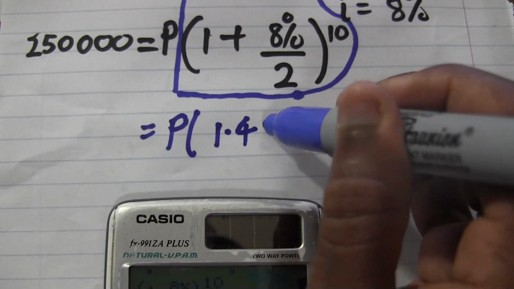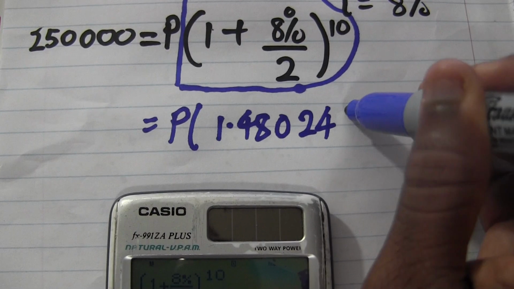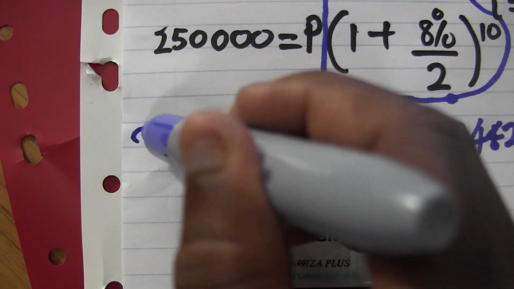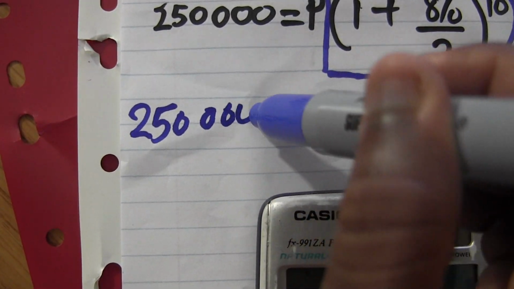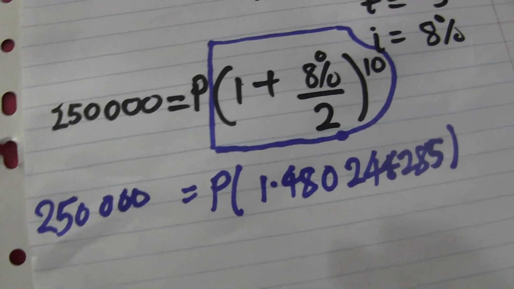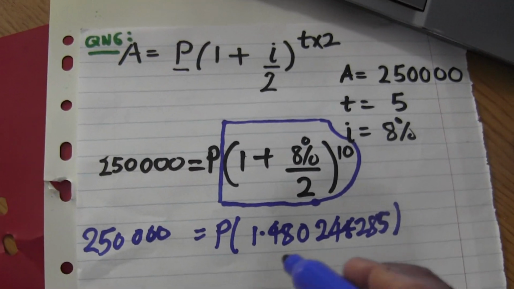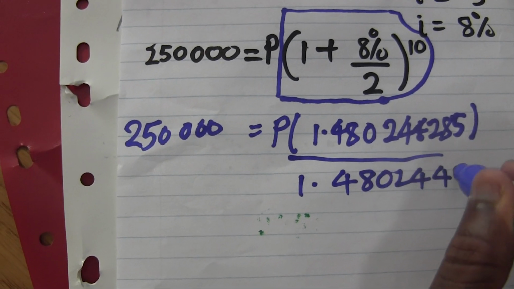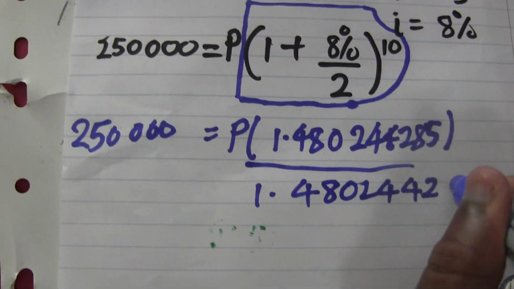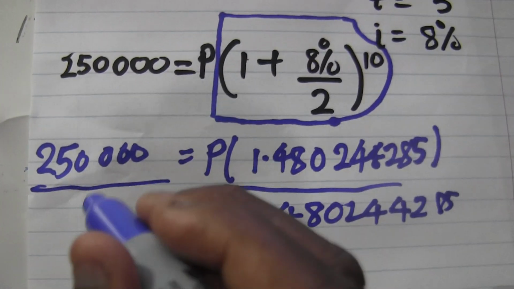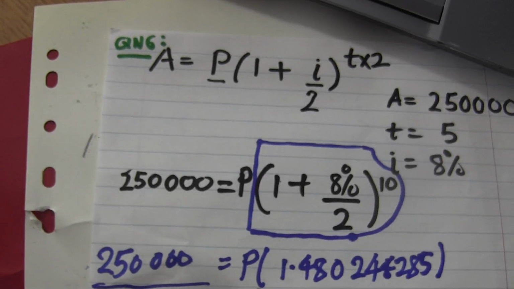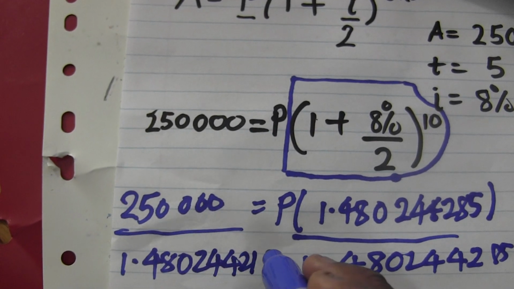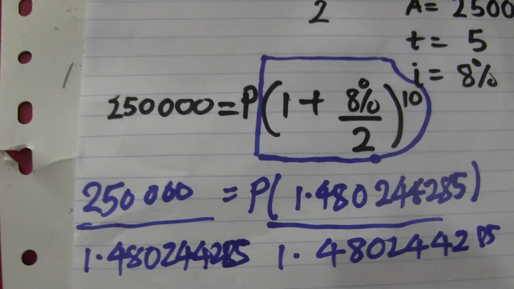Now this can be 1.480244285. Sometimes it's not necessary to write all of it, but just write it for fun. So if I want to get P, how am I going to get P? Divide throughout by the answer I just obtained. So I'll divide by 1.480244285. Same thing here, I'll divide by 1.480244285. Okay, cool. This and this are similar.